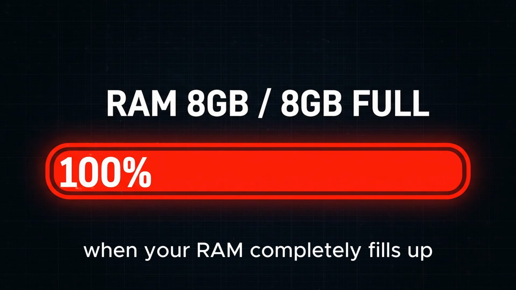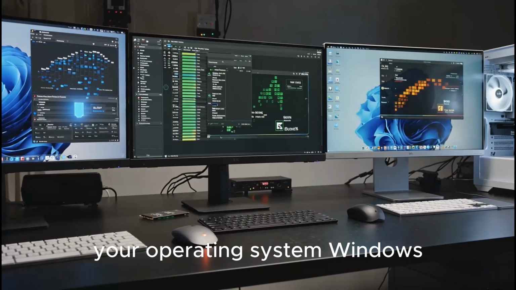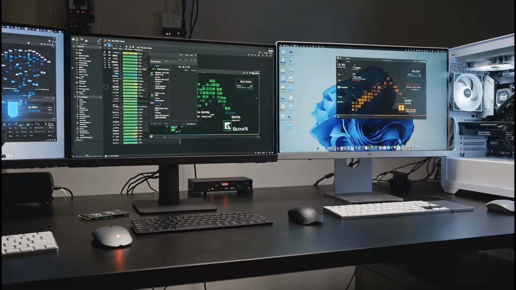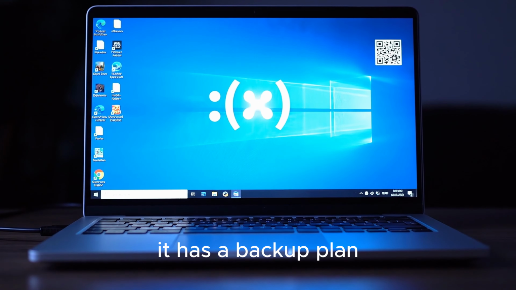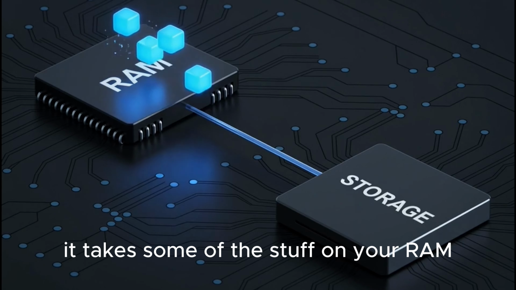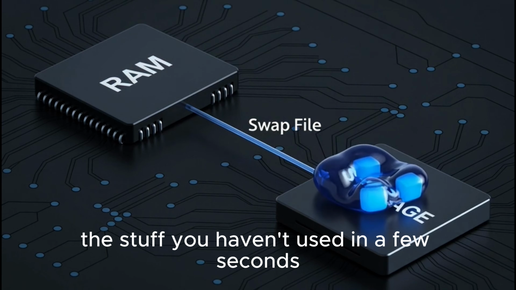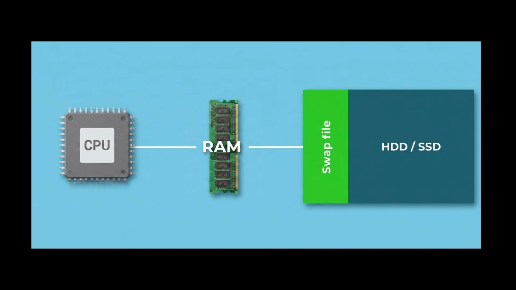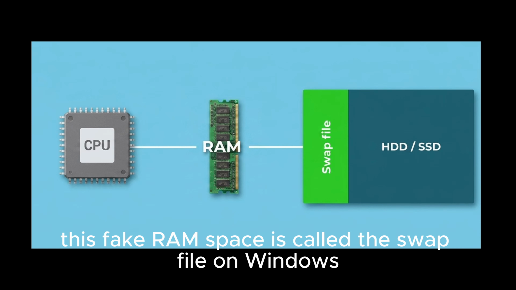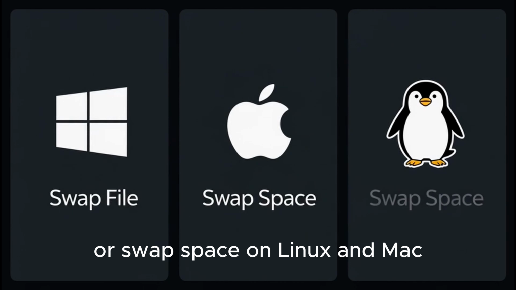Here's where it gets interesting. When your RAM completely fills up, your operating system, Windows, macOS, Linux, doesn't just crash immediately. It has a backup plan. It takes some of the stuff on your RAM, the stuff you haven't used in a few seconds, and quietly moves it to your hard drive or SSD. This fake RAM space is called the swap file on Windows or swap space on Linux and Mac.